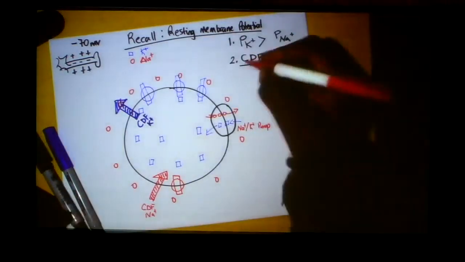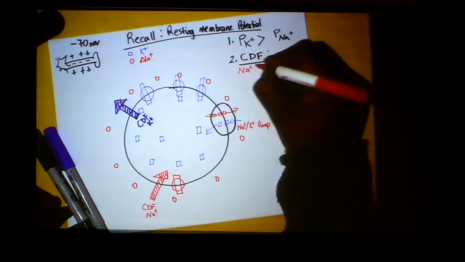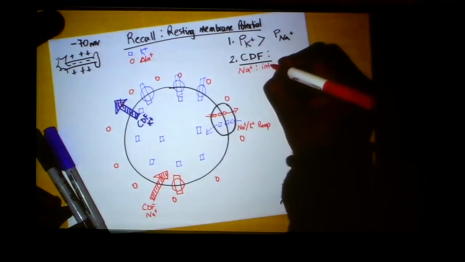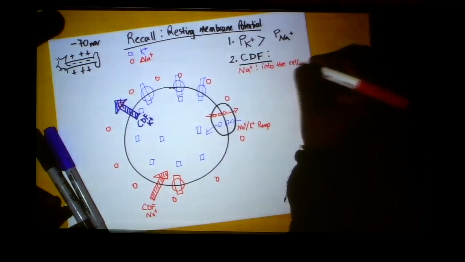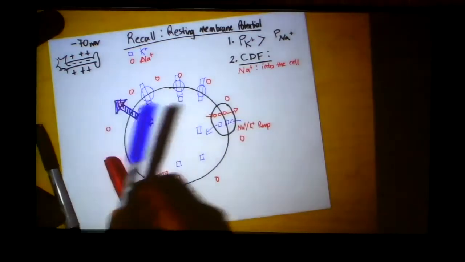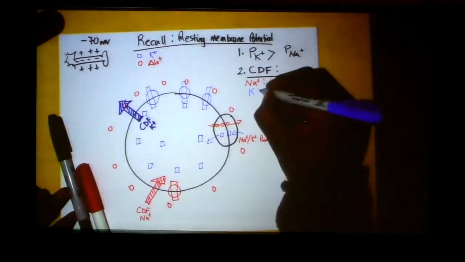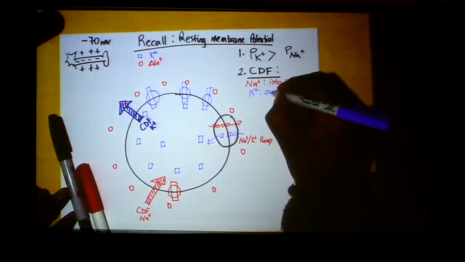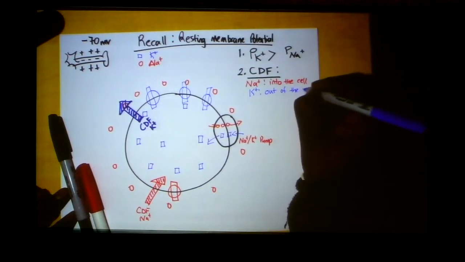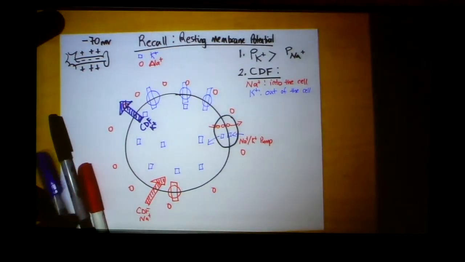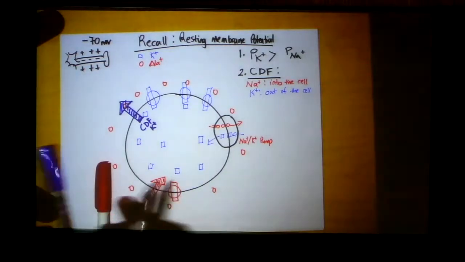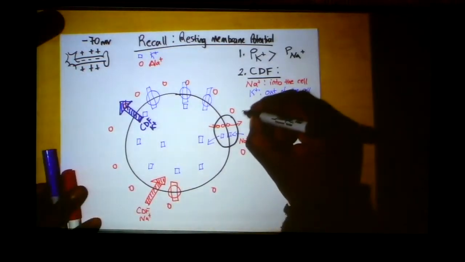Okay, so let's just make a note of that here. Sodium has a direction into the cell, and potassium has a direction moving, you see that, moving out of the cell. That's our chemical driving force based purely on our concentration gradients. Let's look at the electrical driving force here. So that's sort of step 3.